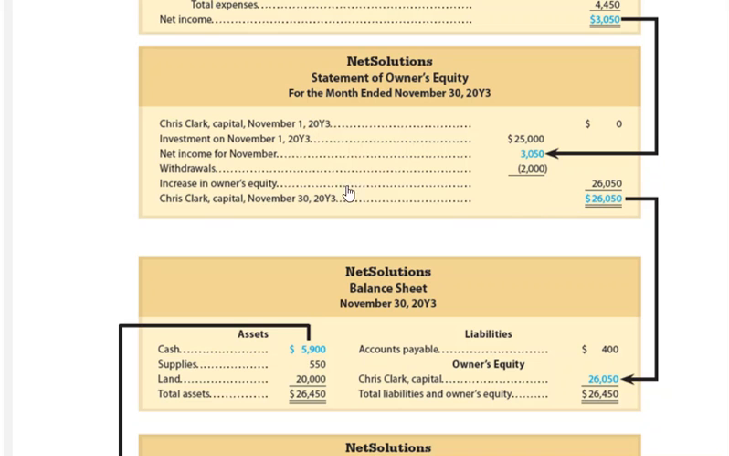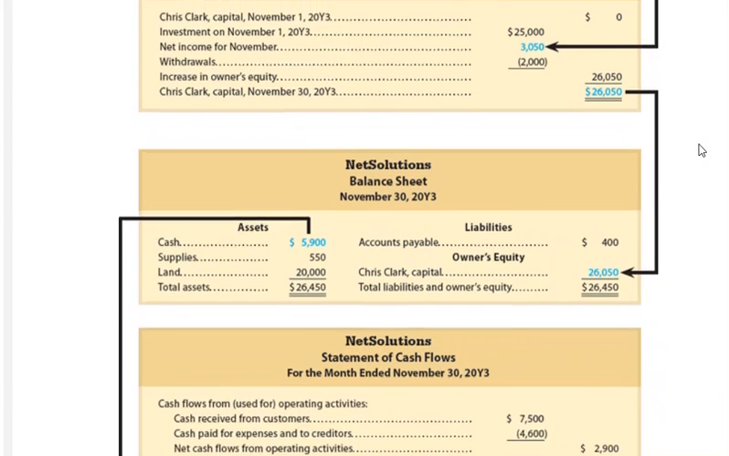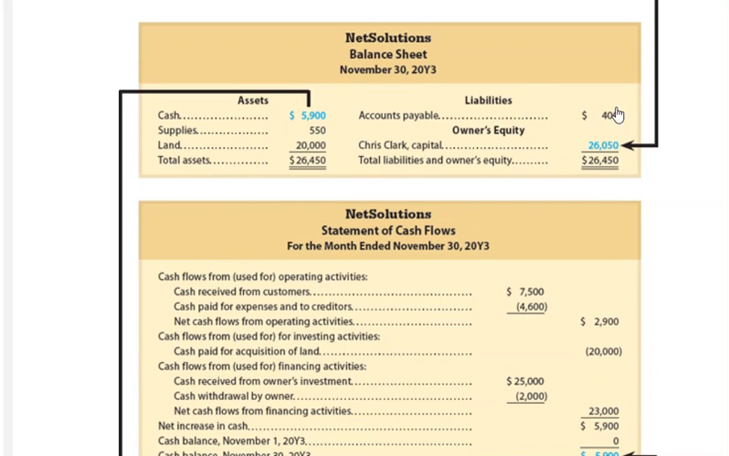So to arrive at our ending capital balance, we take that beginning balance, plus any investments from the owner, plus net income, or if we had a net loss, it would be subtracted, less any withdrawals or dividends paid, and there we arrive at our ending capital balance. That ending capital balance is then used when we prepare our balance sheet. The balance sheet is where we prove that our accounting equation is in balance.